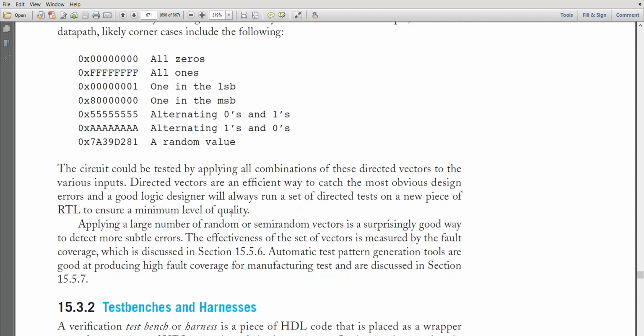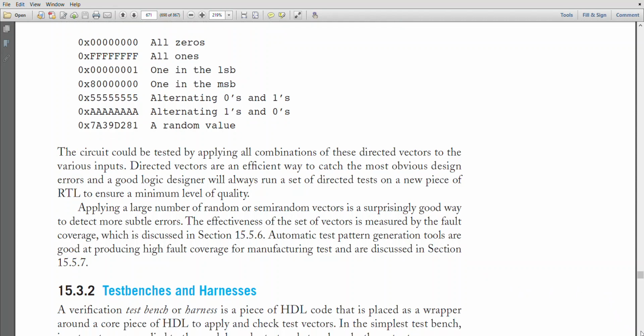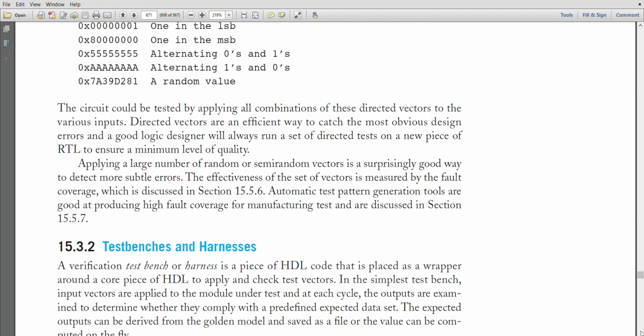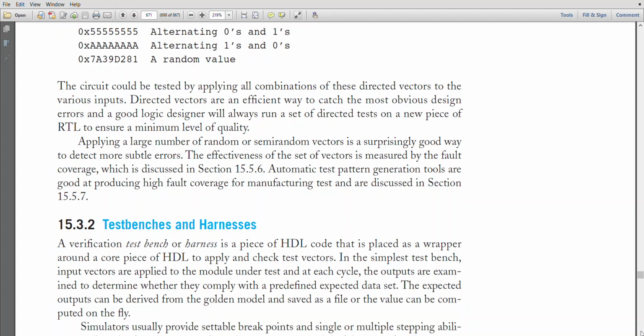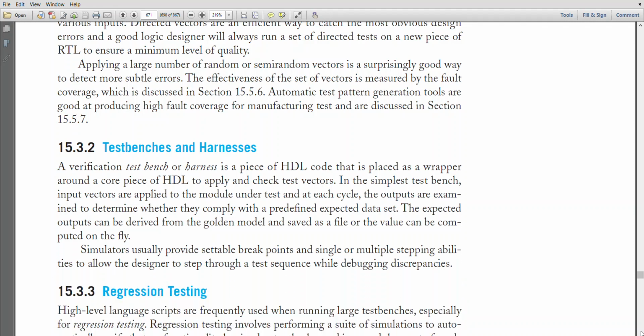Applying a large number of random or semi-random vectors is a surprisingly good way to detect more subtle errors. The effectiveness of the test vectors is measured by the fault coverage, and I already covered the fault coverage previously, so I will not discuss automatic test pattern generation and manufacturing test. We already discussed this. Okay, so this section is saying that apart from the logic verification, if you keep automatic test pattern generation and the other things in mind, then your overall logic or overall IC will behave correctly.